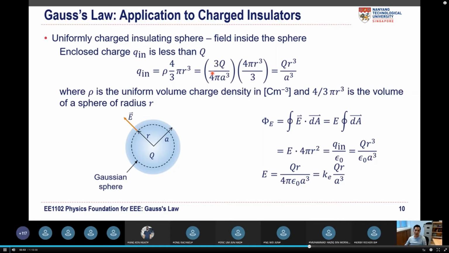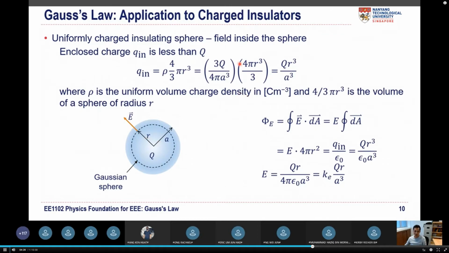And if we divide the Q by the volume, we're going to get the uniform volume charge density. So this is the uniform volume charge density. And then we multiply that by the volume of the Gaussian sphere. So you have to be able to clearly distinguish between the Gaussian sphere and this charged sphere. The charged sphere has a fixed radius of A, whereas the Gaussian sphere is something that we can change. It is our imaginary sphere, which has the radius R.